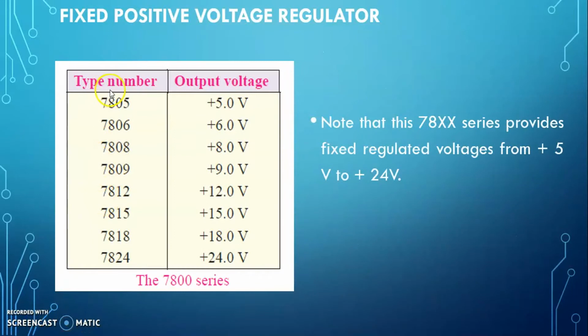Here the table shows the various types of positive voltage regulator IC numbers and the corresponding output voltage. Here the 7805 represents positive 5 volt, 7806 represents positive 6 volt. Similarly, 7824 represents the output voltage of positive 24 volt. Note that this 78XX series provides the fixed regulated output voltage from plus 5 volt to plus 24 volt.